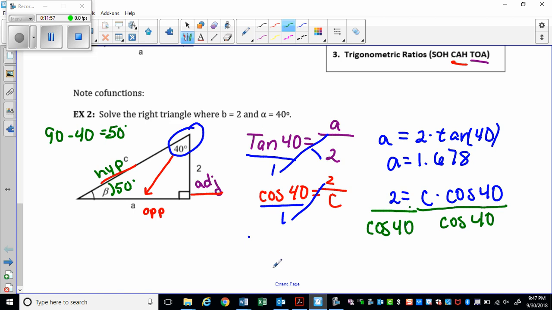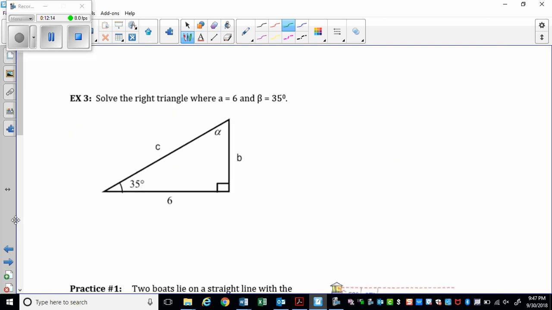And I got c equals 2.618. We'll bring this to a 1, right? Remember, we're going to round to 3 decimal figures. Alrighty, guys. So go ahead and flip your paper over.